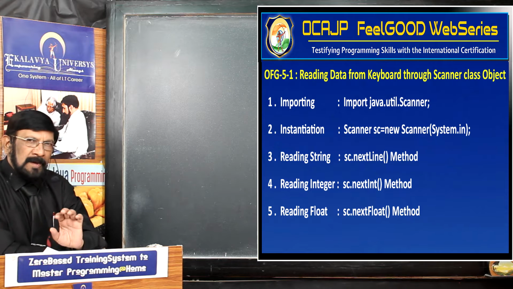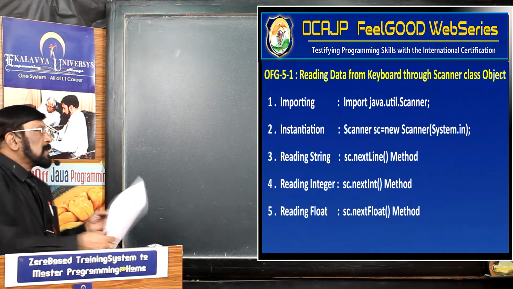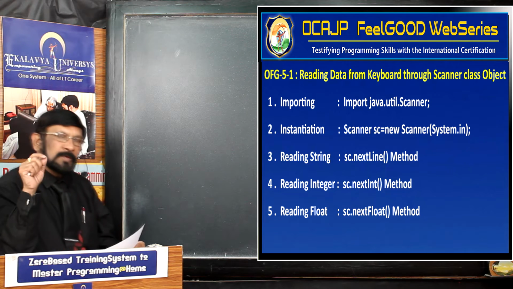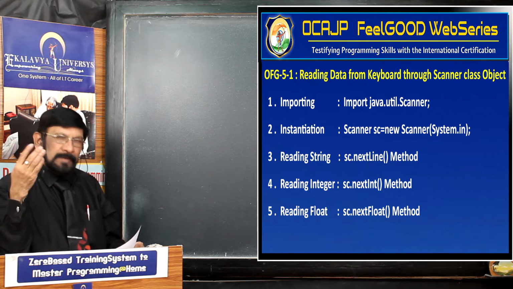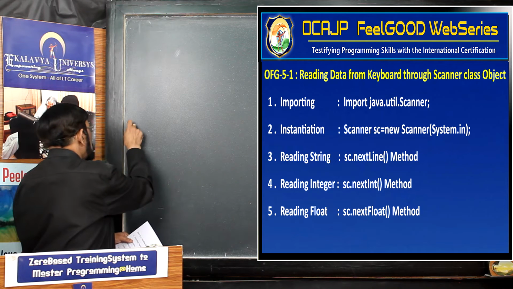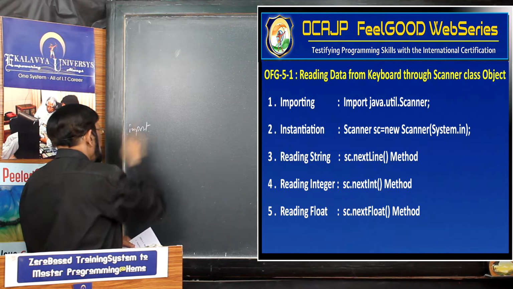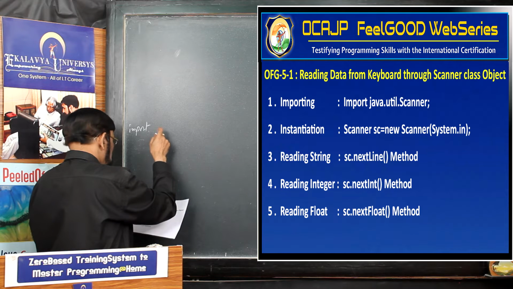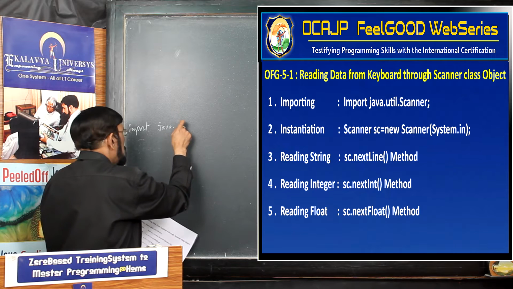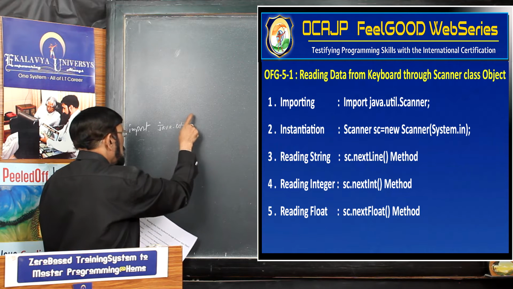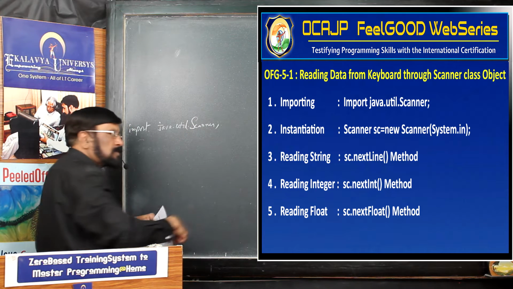But for reading data from keyboard, certain prerequisites are there. All that you have to thoroughly understand and apply. Now you see, first we have to import the Scanner class. Using a Scanner class object only we can read. For that purpose, above the top of the program, or above the blueprint of the program, what you have to write? java.util.Scanner. This you have to write.